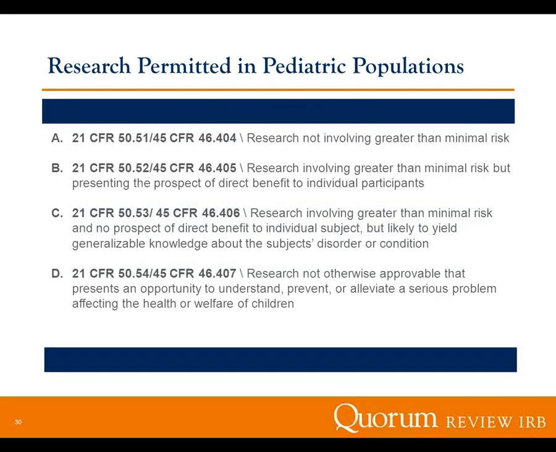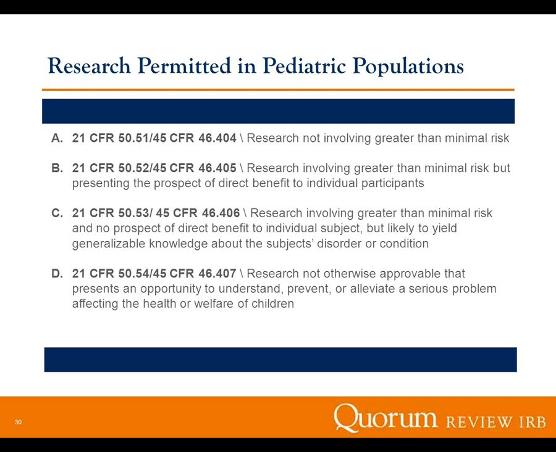Is it Category 1, where it's research not involving greater than minimal risk? That's answer A. Is it option B, Category 2, research involving greater than minimal risk but presenting a prospect of direct benefit to individual participants? Is it Category 3, option C, research involving greater than minimal risk and no prospect of direct benefit to individual subjects but likely to yield generalizable knowledge about the subject's disorder or condition?